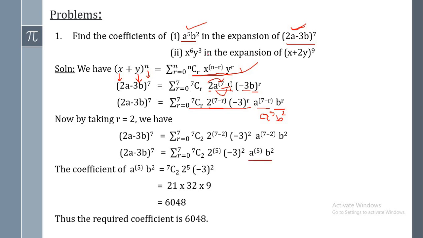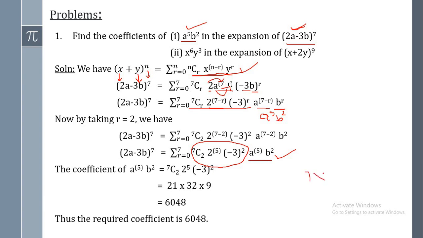So here we got a power 5 and b square, which is what we have in the question. The remaining part other than a power 5 and b square becomes the coefficient. Since a and b are the unknowns, anything other than these becomes the coefficient. Now we can find the value of 7C2, 2 power 5 and minus 3 square, because there are no variables in these terms. So the coefficient of a power 5 and b square is equal to 7C2 times 2 power 5 times minus 3 square.